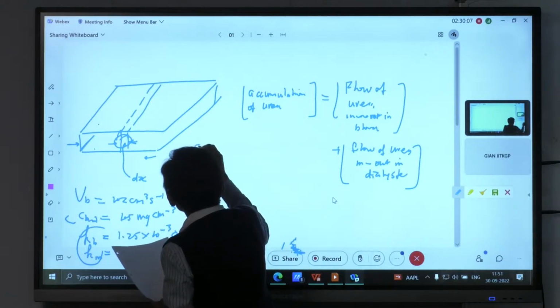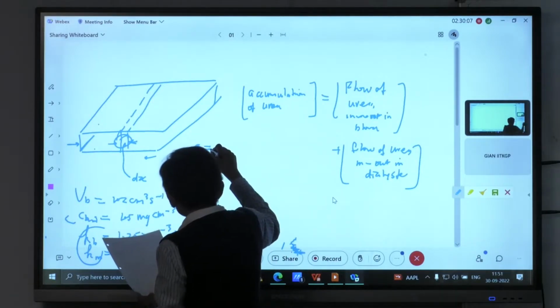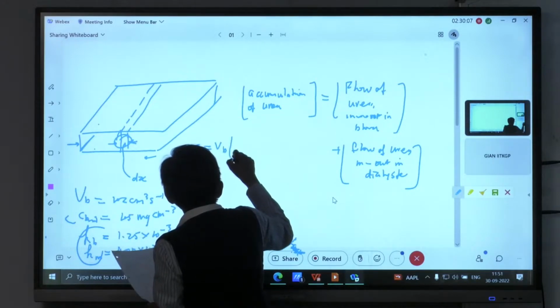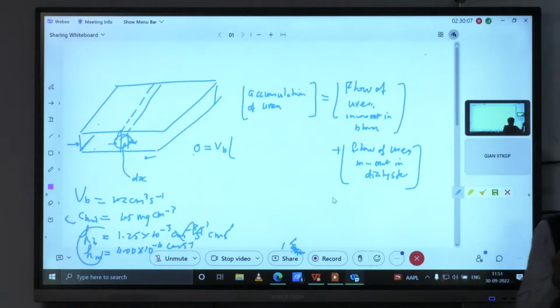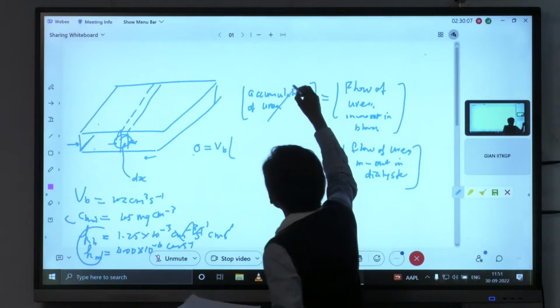Because I don't want to spend too much time solving the differential equation, we say VB, that's in the blood. So the accumulation is 0. For those of you that are not familiar with this sort of analysis, in engineering, we typically take a small volume like this, but then at steady state, there's no change. So there's no accumulation. So basically, this term goes to 0 at steady state, okay?